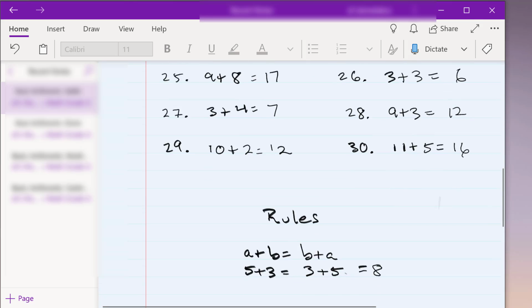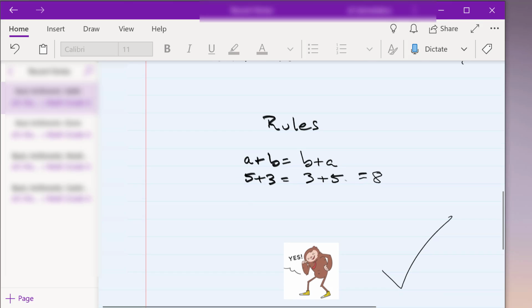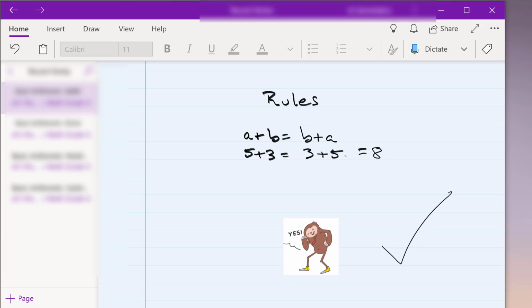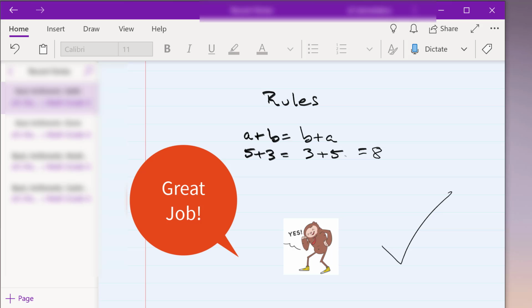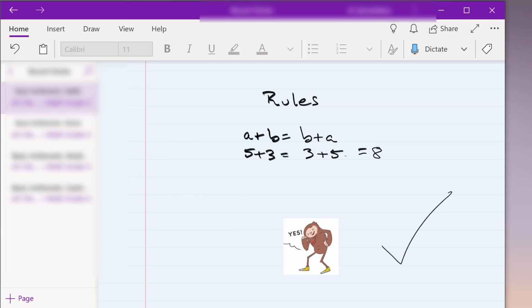Now there are some rules for addition. The rules are a plus b is b plus a. That is to say that 5 plus 3 is the same as 3 plus 5, which is just 8. Good job, guys. Let's turn now to subtraction.